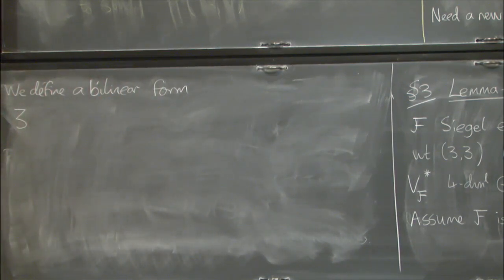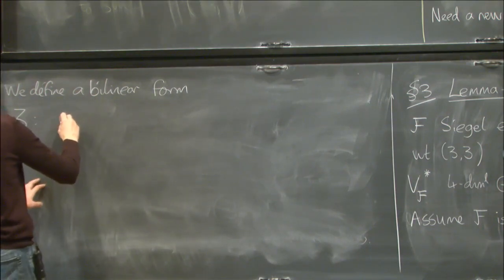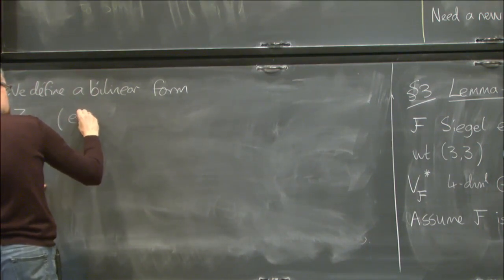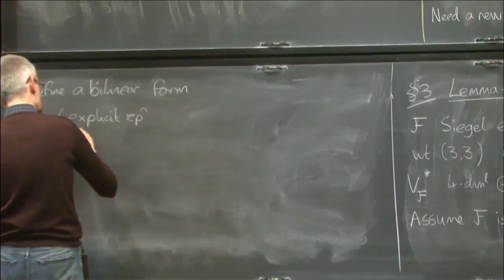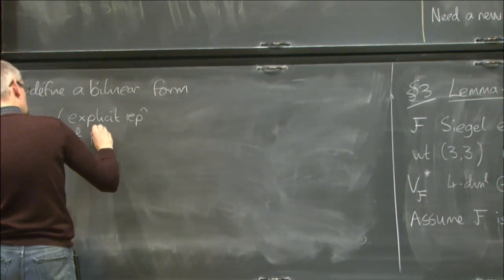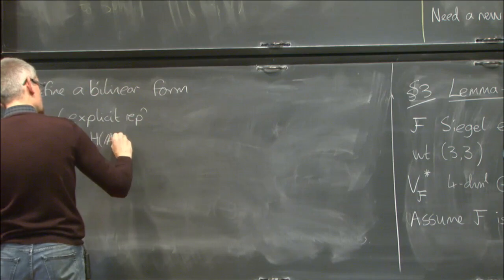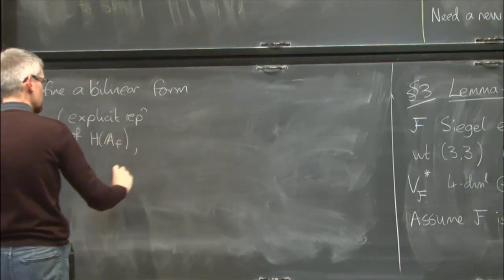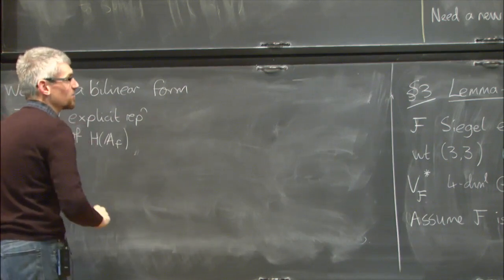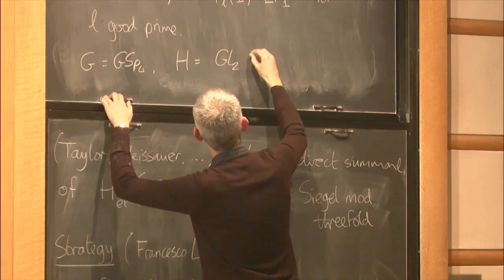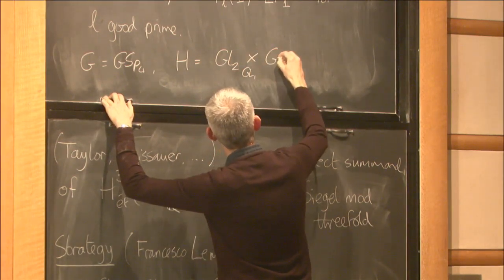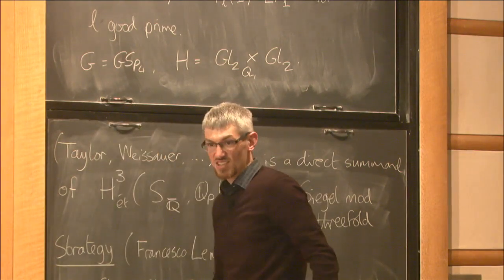It's supposed to be a curly Gothic Z, a bilinear form Z going from some explicit representation of H of the finite adeles at L. Sorry, I forgot to define my notation here. I'm just going to put G to be GSp4, and H is going to be this subgroup embedding inside G.